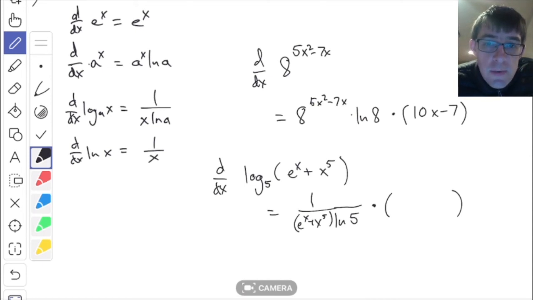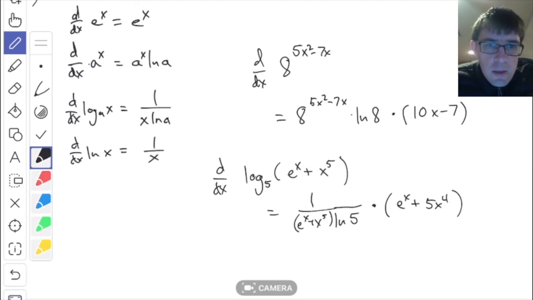Anyway, what is the derivative of e to the x plus x to the 5? Derivative of e to the x is e to the x. Derivative of x to the 5 is 5x to the 4. And that's how we do it. Any questions about that one? These ones are a little tricky, but you did them last week on the homework and such.